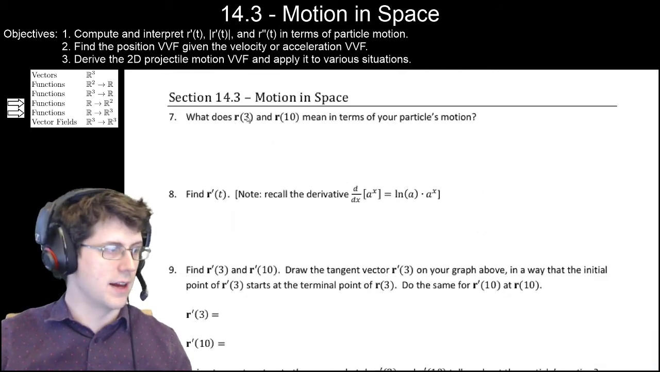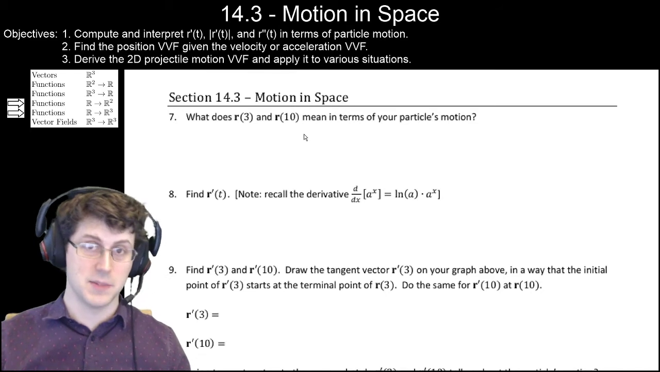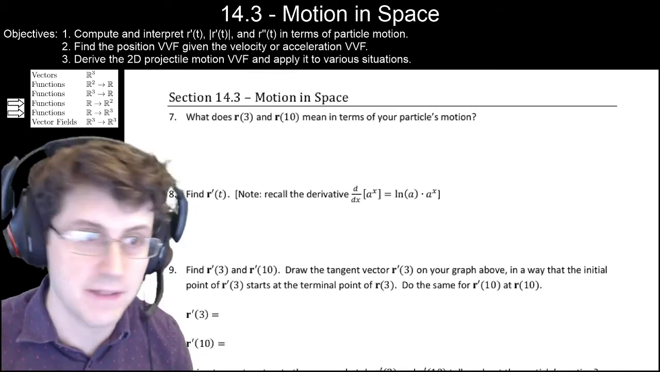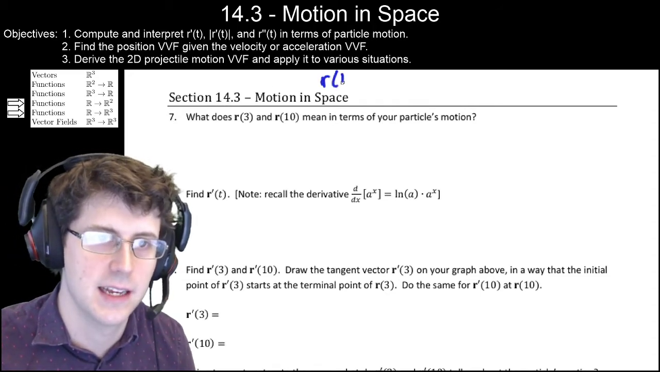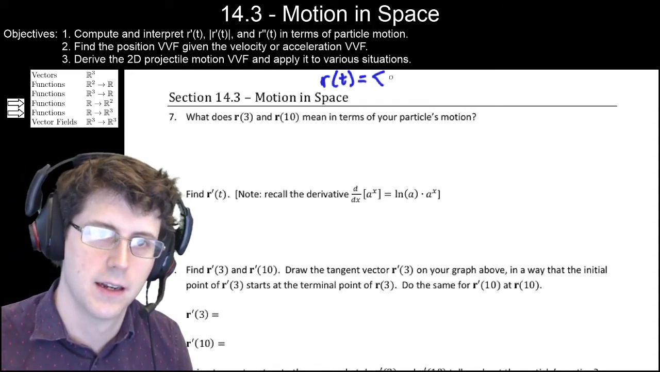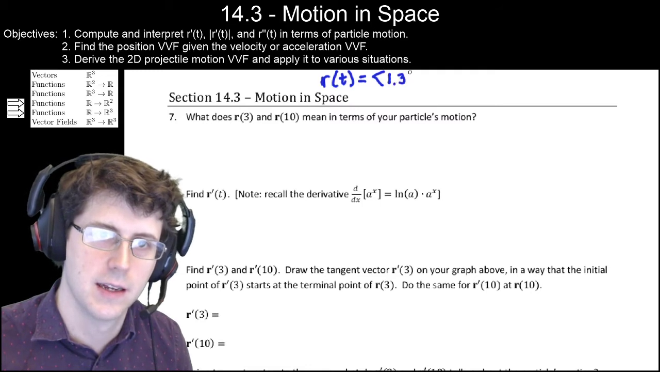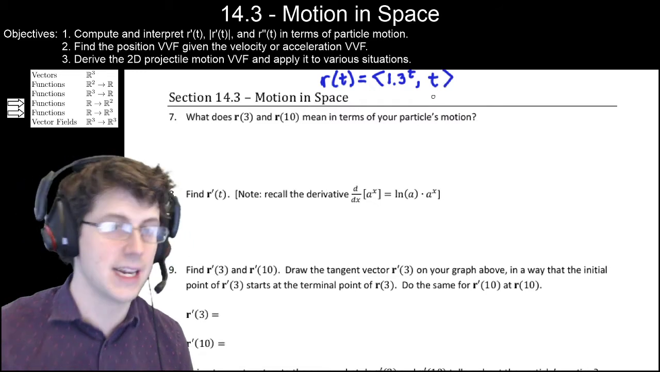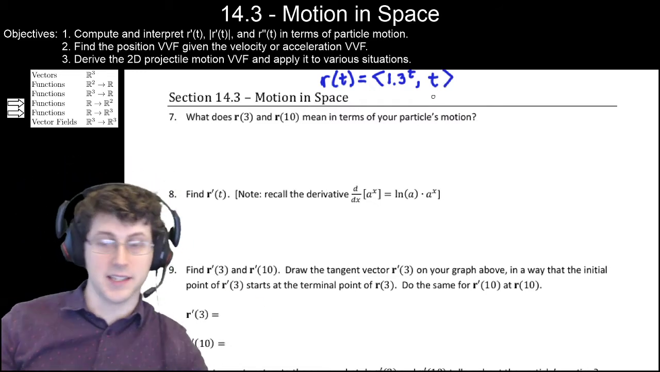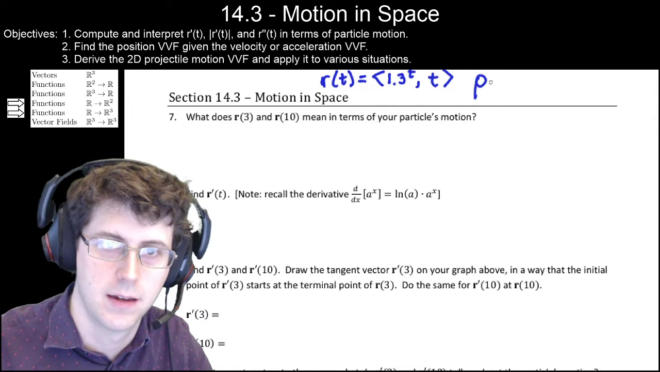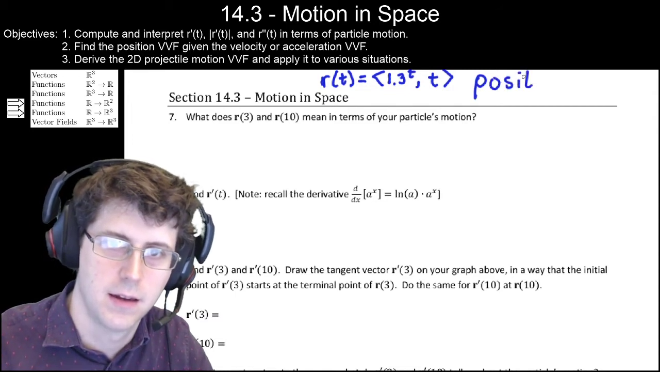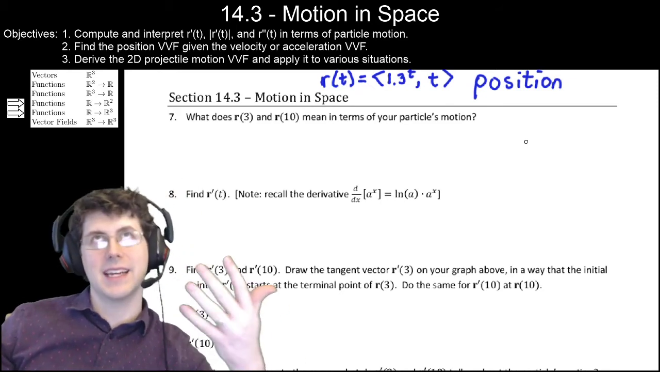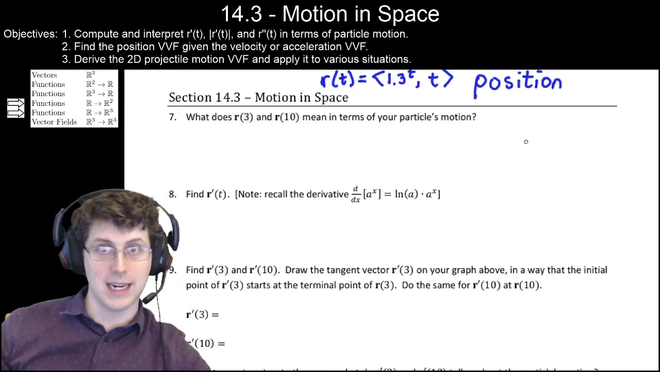So what do R of 3 and R of 10 mean in terms of our particle motion? So remember, we have this vector valued function, R of t is t, 1.3 to the t. So at time t, R of t tells us the position. Position of what? Well, we're just thinking of some object moving around in the plane.